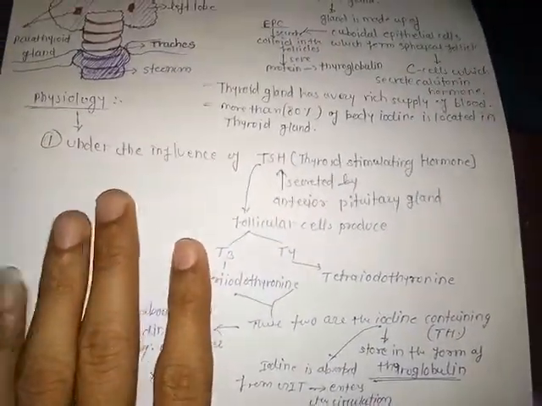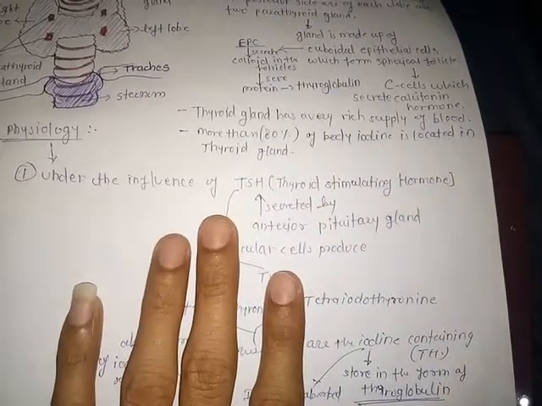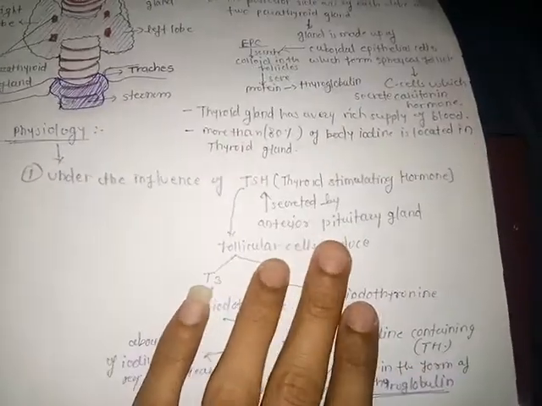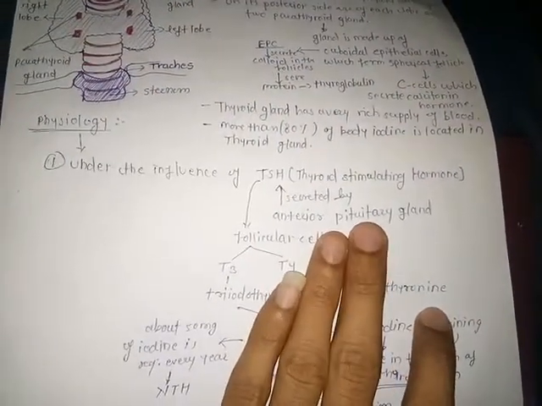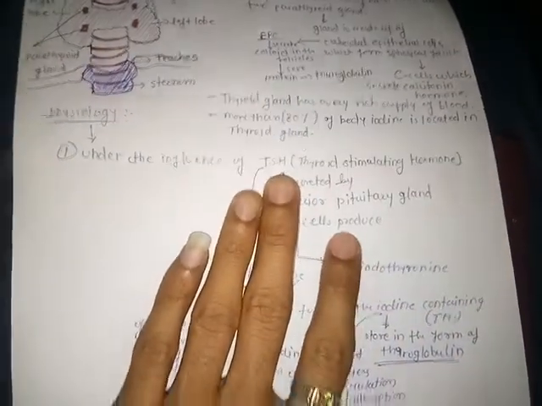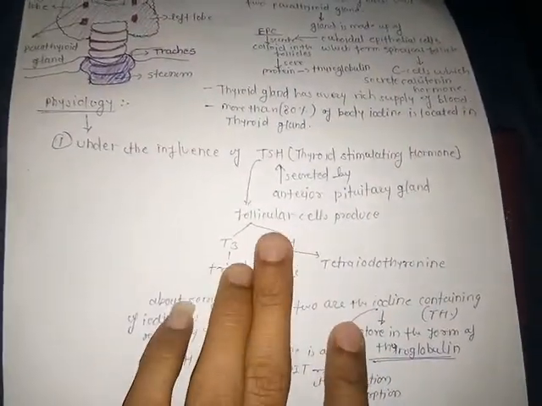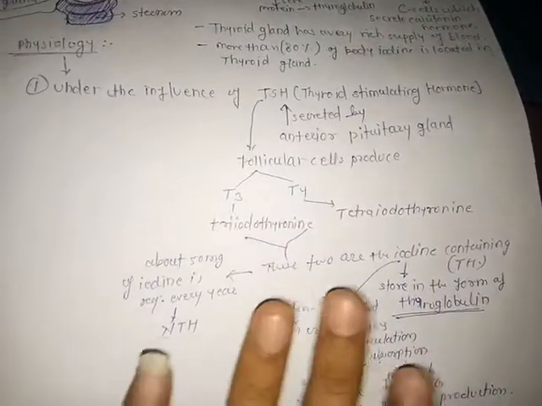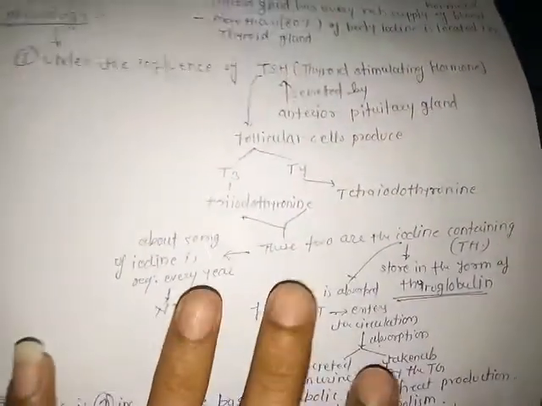Next, physiology. Under the influence of thyroid stimulating hormone, which is secreted by the anterior pituitary gland: the hypothalamus sends a message to the anterior pituitary gland, then the anterior pituitary secretes thyroid stimulating hormone, and after stimulation the follicular cells produce T3 and T4. T3 is triiodothyronine and T4 is tetraiodothyronine, also called thyroxine.